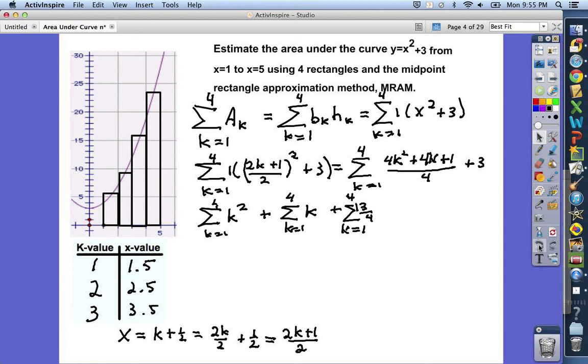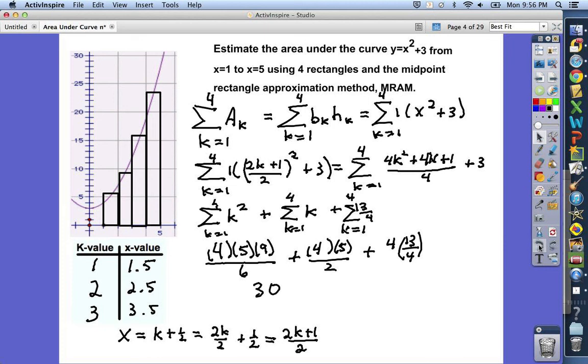Breaking each into its own sigma, we are now ready to apply the formulas: for k squared, n times n plus 1 times 2n plus 1 divided by 6; for k, n times n plus 1 over 2; and for a constant, sigma constant is n times the constant. So simplifying here, the first term is 30 plus 10 plus 13 for a grand total of 53. The exact area would actually be 53 1/3, so that's a pretty good estimate in this case.